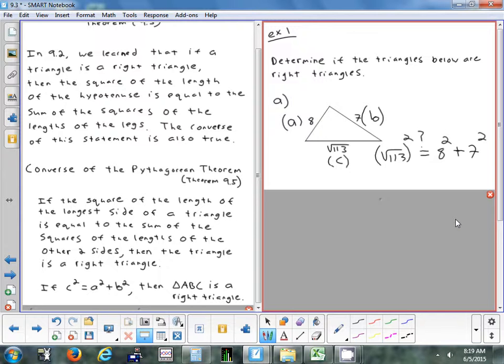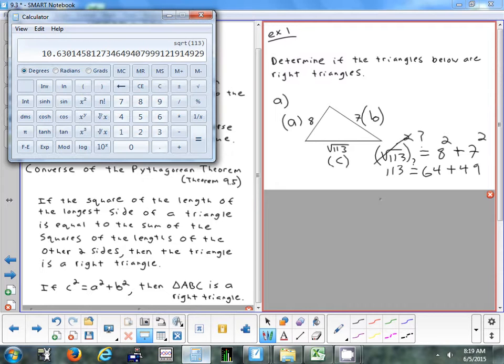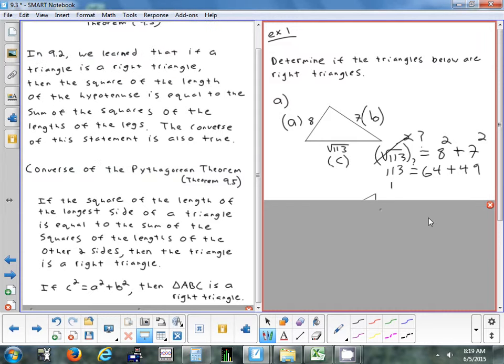Okay. Marquise, what happens when you take a square root and square something? They cancel out. Okay, so all we're left with here is 113. Okay, 8 squared is 64. 7 squared is 49. Okay, let's just add up 64 and 49, see what you got. You get 113.